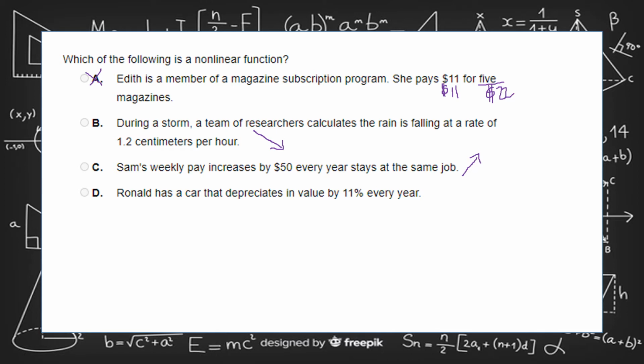Ronald has a car that depreciates in value by 11% every year. Because this is a percent, it is taking the percent of the car's value. So if it was worth $20,000 one year and it depreciated by 11%, it went down $2,200. The next year, it would be 11% of this new amount, so it's going to be a different amount each year. That one is nonlinear because it goes down by a different amount each year. Usually those percents are what you look for when identifying nonlinear.